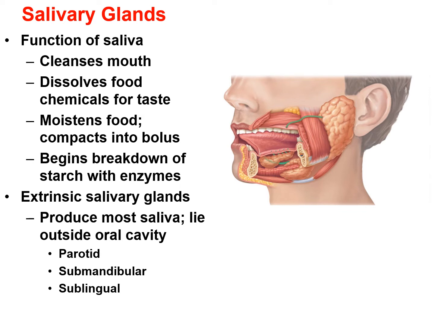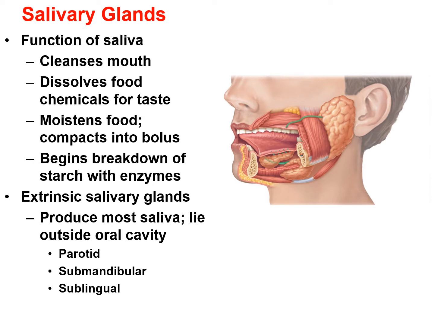Saliva is actually important. It cleans the mouth. It dissolves food chemicals to help trigger our sense of taste, and it moistens the foods that we eat so that we can chew it and mix it and form a bolus of food that will be propelled through the digestive tract. And lastly, saliva contains enzymes that actually start to break down starches.